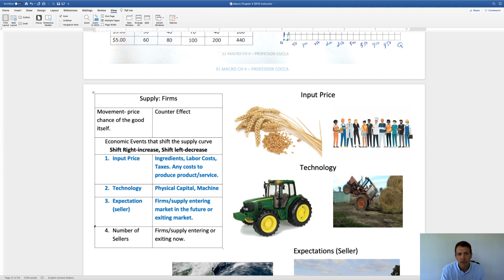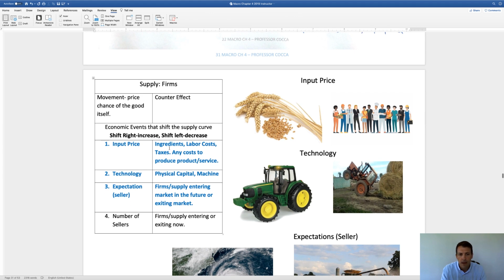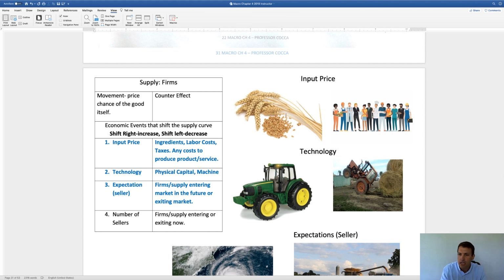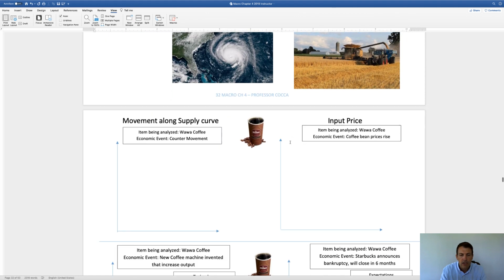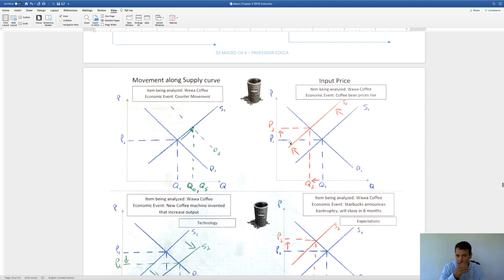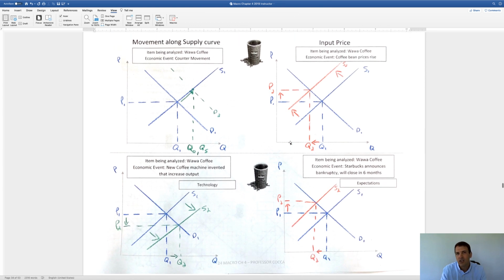So generally, I think of input prices as ingredients, labor costs, taxes, anything that goes into producing that product. So obviously, wheat goes into making bread, so that would be an ingredient. Here's your labor expenses, tractors, things of that sort. All right, so let's go ahead and look at this worksheet here. So again, what I was trying to describe as far as a movement along the supply curve is if the demand curve shifts, there's a counter movement where the supply has to go ahead and meet that equilibrium.